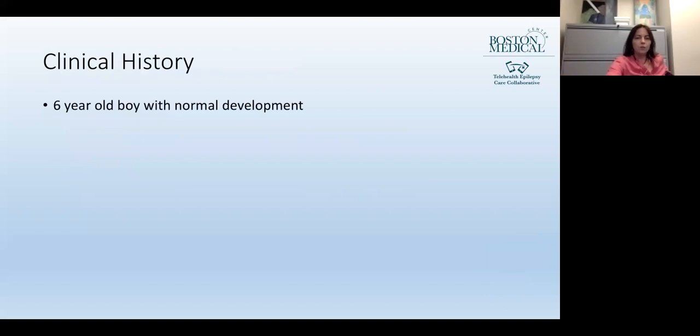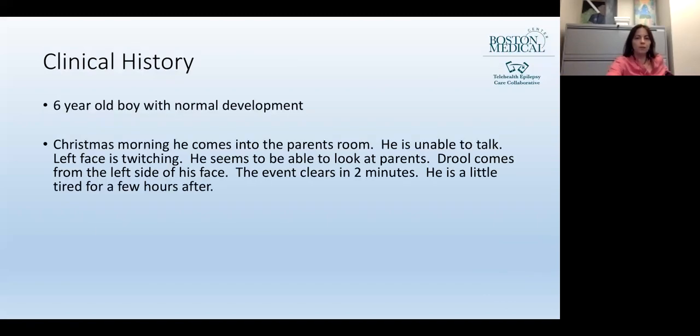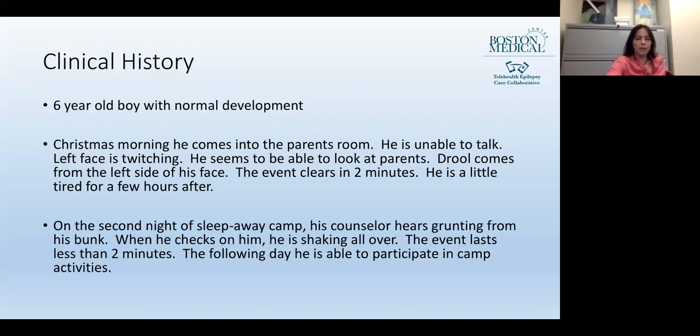So we have a 6-year-old boy with normal development. Christmas morning, he comes to his parents' room. He's unable to talk, and he has some twitching on the left side of his face. He seems to be able to look at parents. He's drooling, especially from the left side of his face. Within about 2 minutes, it goes away. He's a little bit tired for a few hours after that.